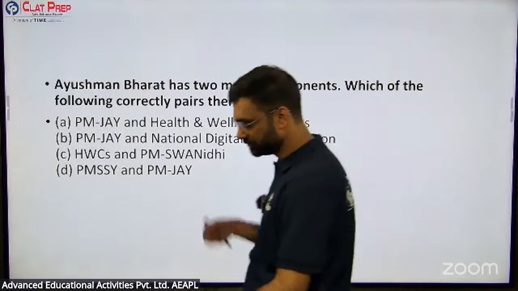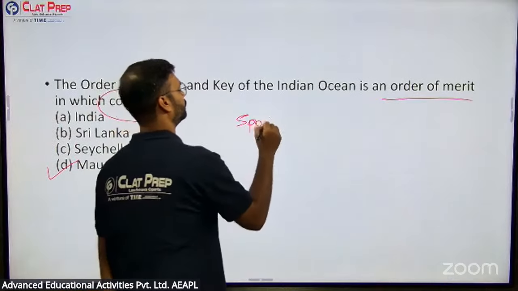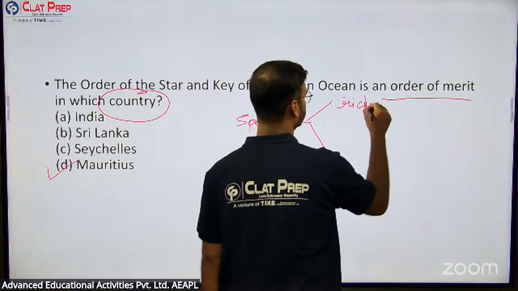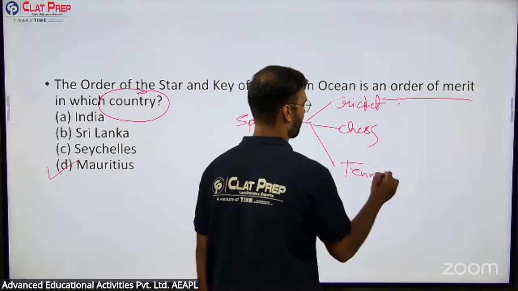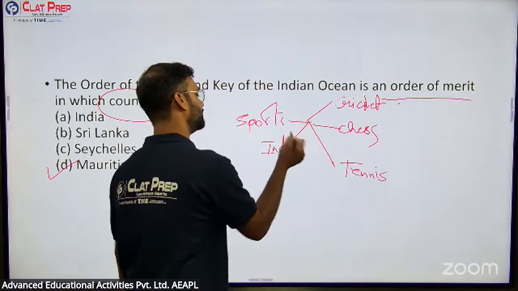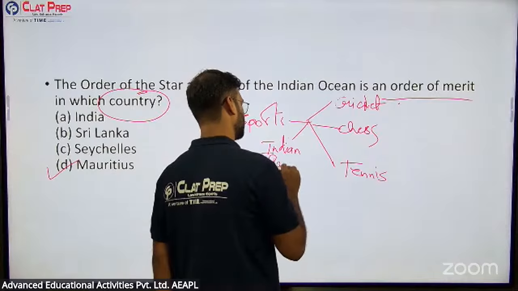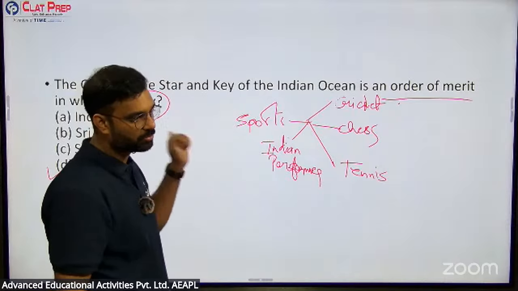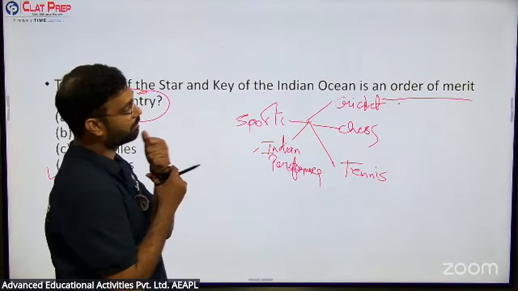As of now, we have covered the questions from sports. In sports, we covered cricket, chess, and tennis. And any other sporting event where India has performed well. In the sports category, you should also look at the performance of Indian performers. If any particular event was won by an Indian team or an Indian athlete, you should know about that, especially if it is a big, major achievement.